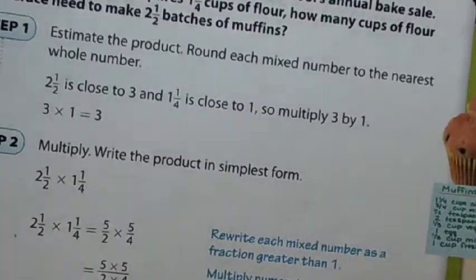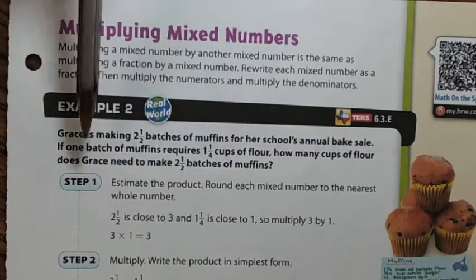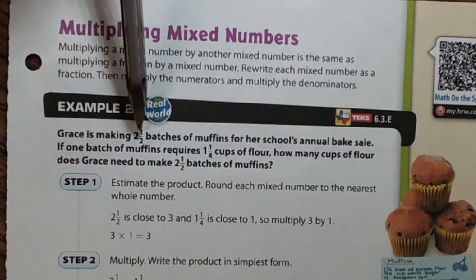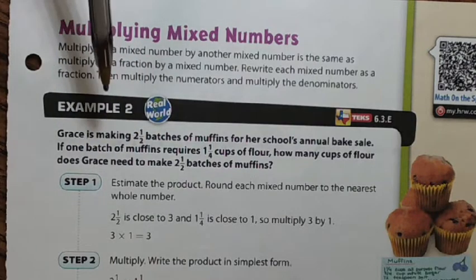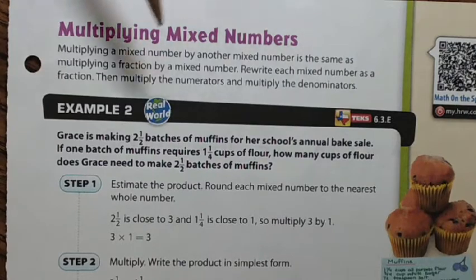Alright, let's go ahead and look at the next page here. Multiplying mixed numbers. And so when you are multiplying with both mixed numbers, you're going to have to change both of them to improper fractions. Alright, so read this example right here, pause the video, and then when you're ready I'll explain these 2 steps.